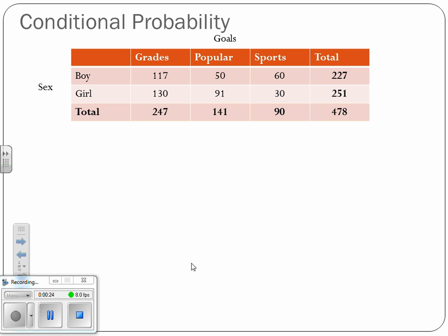A great way to organize our data, we're going to see in this lesson, is in these two-way tables. So we're comparing these two different things, their gender and their focus in high school. From here, we can start to pull some different probabilities. For example, the probability we have a girl. If we selected a student at random, the probability we select a girl is 251 out of the total, 478.